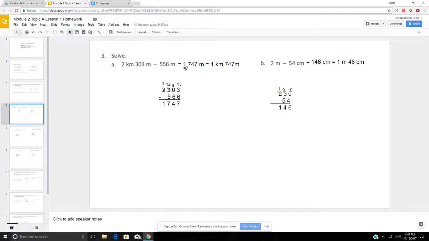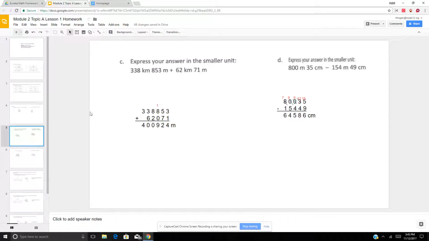1,747 meters is 1 kilometer, 747 meters. 2 meters is 200 centimeters minus 54. 200 minus 54 is 146. You need to show this work and show how you decomposed. If the answer is 146 centimeters, there is 1 meter, 100 centimeters in a meter, and then 46 left over. Now this, you're just going to do the math and then express it in the smaller unit.